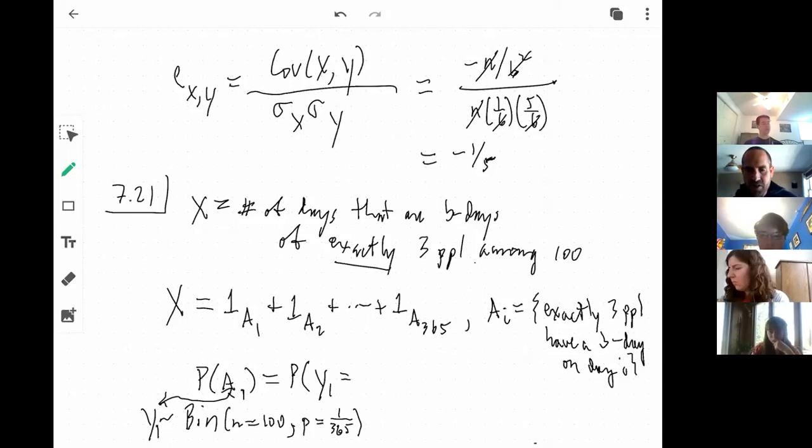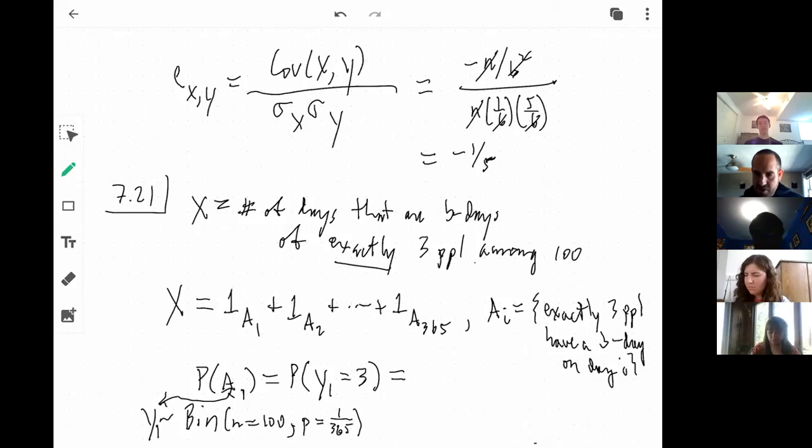What are you thinking, Emma? The probability that Y1 equals... So here you're thinking of the people as being independent trials, right? First person, and you say, hey, were you born on January 1st, yes or no? And you just go to each one of those. And you want that to be successful exactly how many times? 3 times. Yeah, that's exactly right.